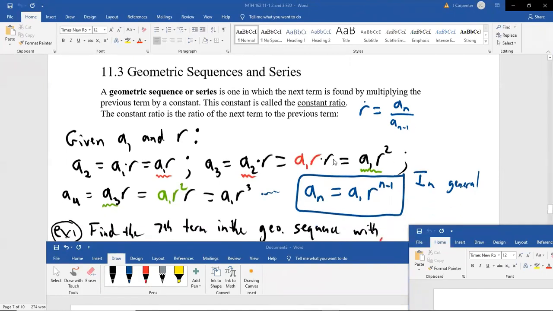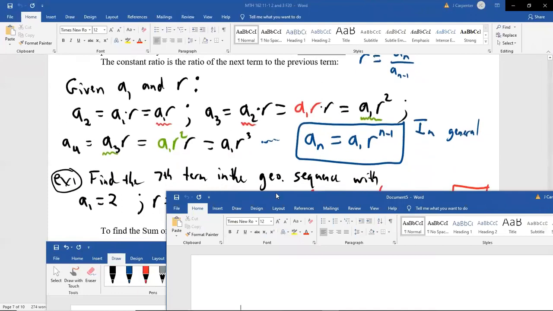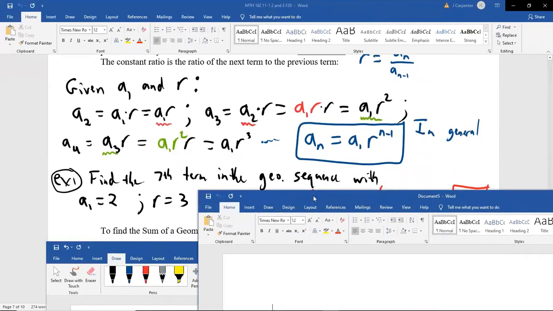So let's try using it. Let's find the seventh term in the geometric sequence where your first term is 2 and that constant multiplier is 3. So we're tripling every time we go through a value of n. Maybe this is us saying we're tripling our money every year, which means we're doing really good as an investor. If you're tripling your money every year, please email me and tell me some financial advice, right?